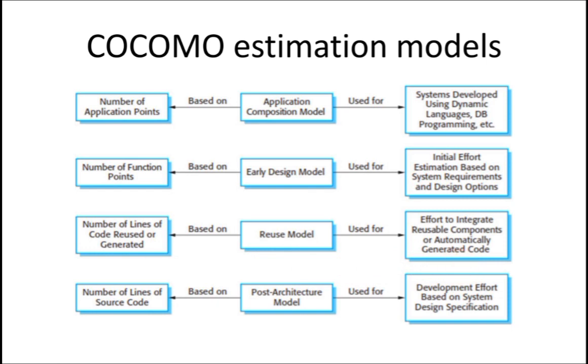Based on the number of lines of source code, you can calculate the effort based on the system design. The post-architecture model is used to find out the effort based on the system design. Here, effort to integrate reusable components. Here, initial effort. If a system is developed using dynamic languages, you can go for the application composition model. Right? I don't want to confuse you guys.